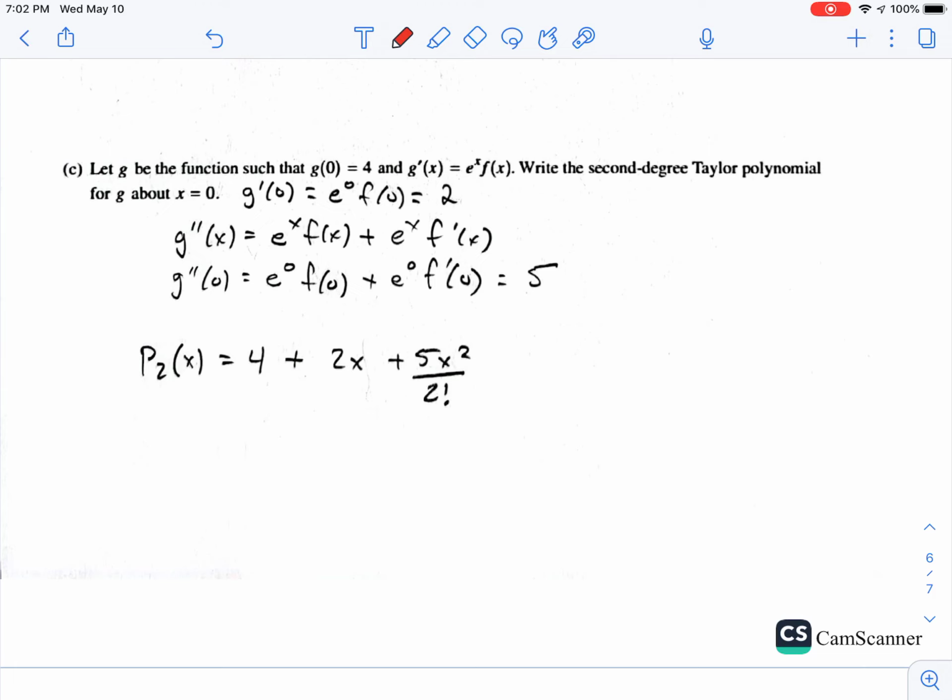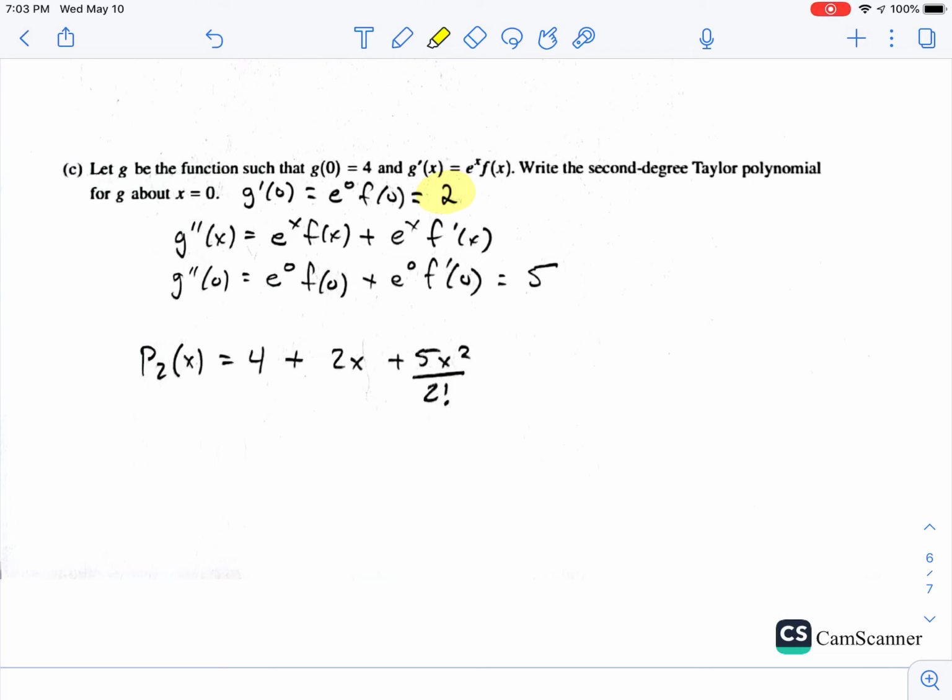Moving on to the last question. A second degree Taylor polynomial. So hopefully you knew that one. This one looks like it might be weird, but actually it works out very simply. If we go ahead and plug in 0 into our first derivative, you're going to find out that you get e to the 0 times f of 0. F of 0 was given at the beginning of the problem as 2. So we get our first derivative at 0 is 2.